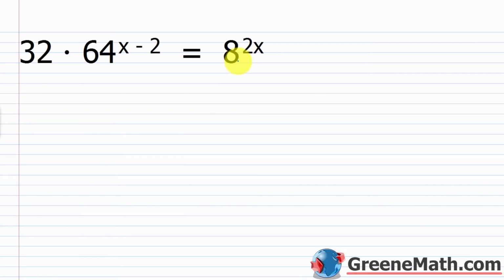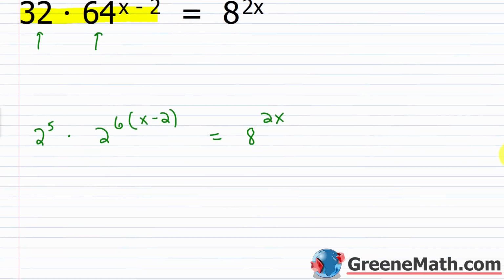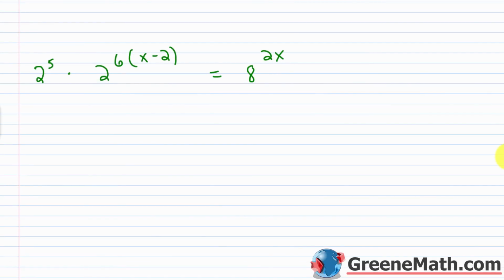So in order to do that, I want to just start by cleaning up the left side. And with 32 and 64, I can think about a common base of 2, right? 32 I could write as 2 to the 5th power. So then 64 I could think of as 2 to the 6th power. So times 2 to the 6th power. Now, this 2 to the 6th power, we have an exponent on that of x minus 2. So this exponent 6 would multiply the quantity x minus 2. Okay, then this equals 8 to the power of 2x. But again, we'll deal with this right side in a minute. So on the left side, I would simplify this.